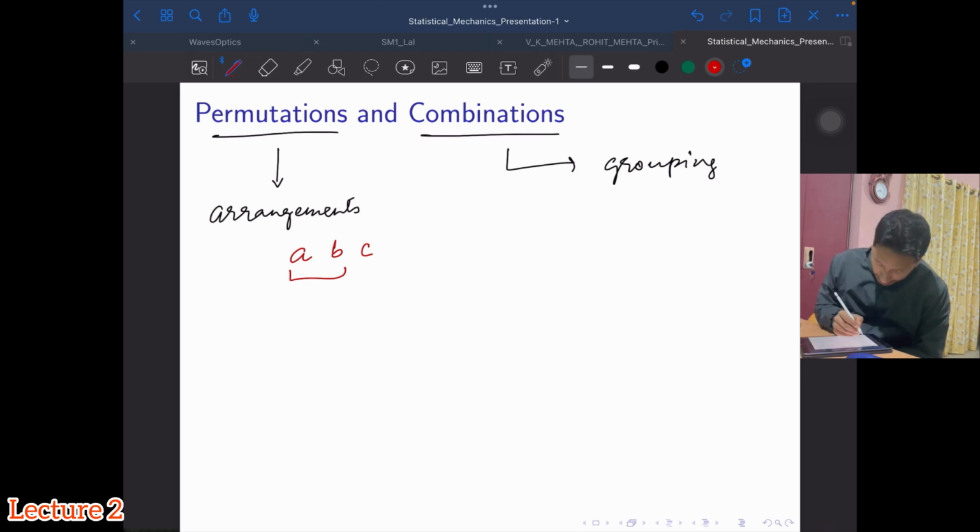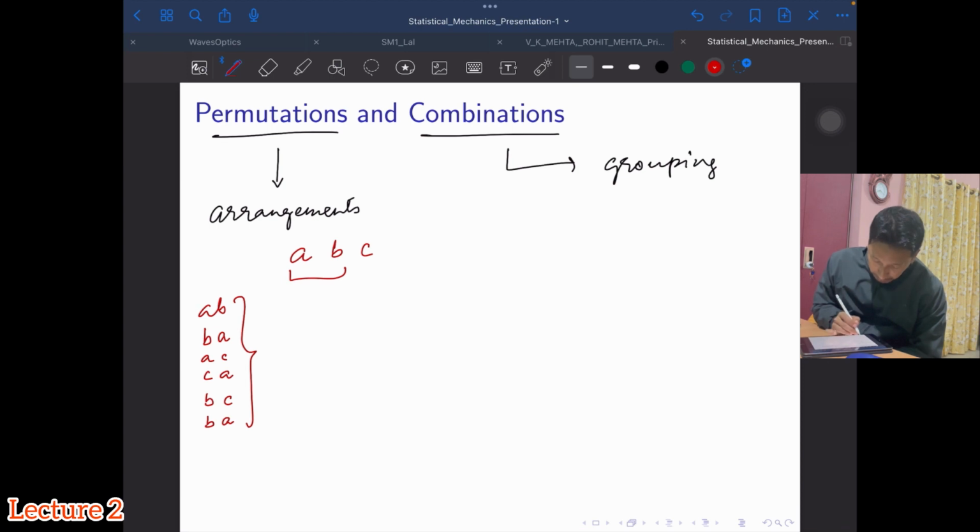I can arrange them as A, B. I can arrange them as B, A, which is a different arrangement, right? So I can arrange them as AC, CA, BC and CB. So there are 6 meaningful ways I can arrange the 3 distinguishable objects if I take 2 at a time. This is called permutations.